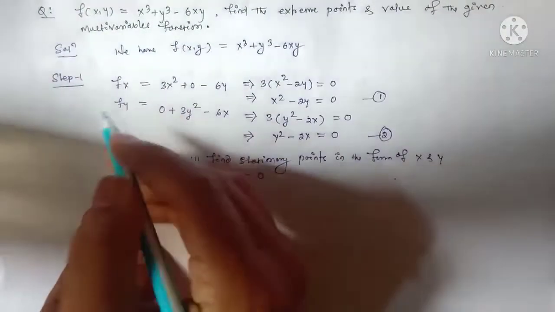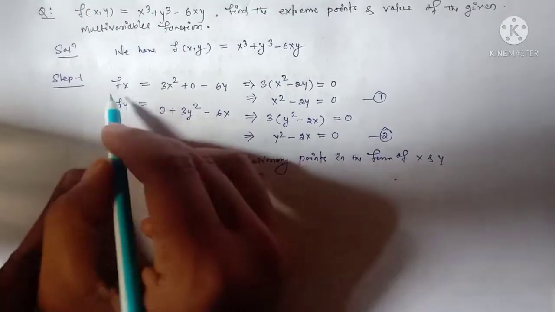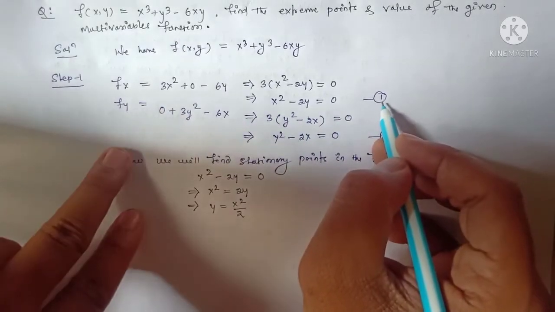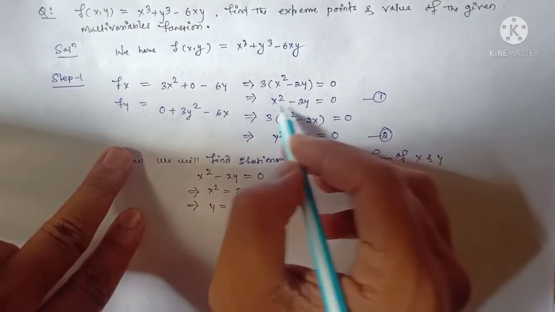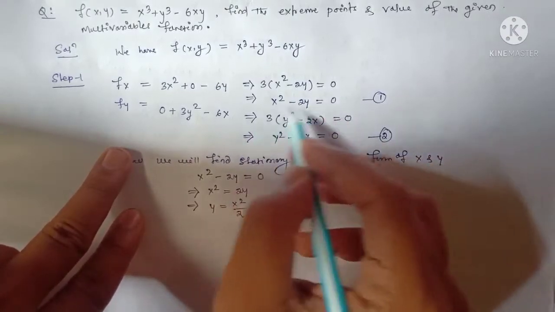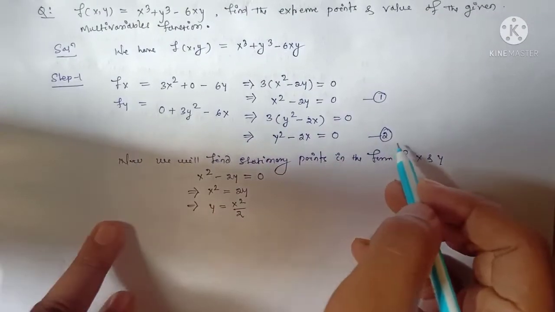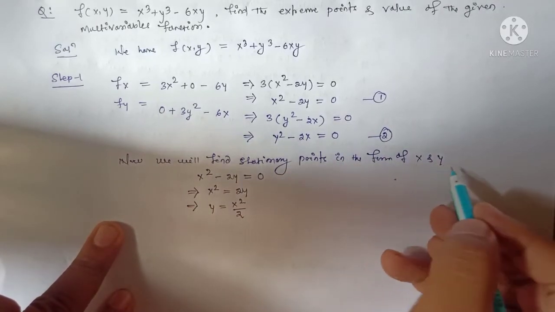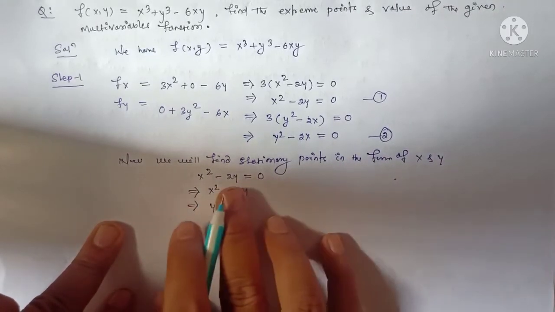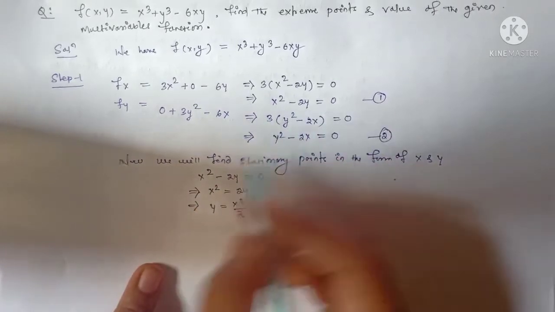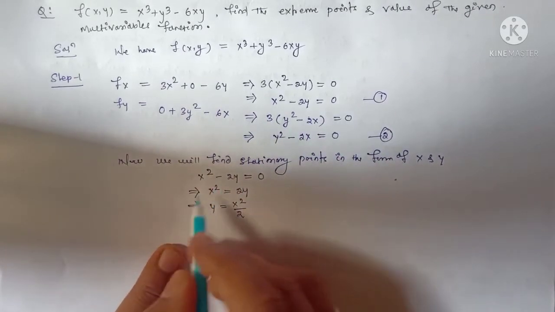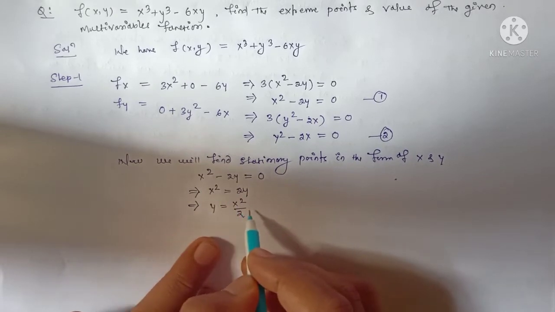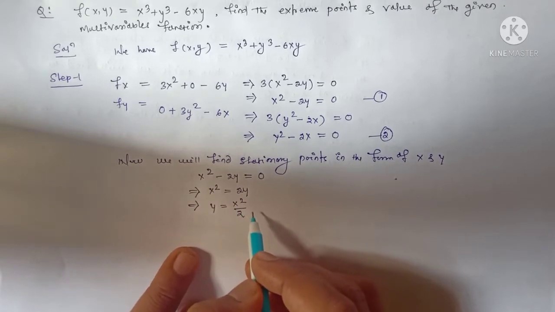So here I have done the partial differentiation with respect to x and y, and here I have got equations 1 and 2, right? So now we will find the stationary point in the form of x and y. Taking the first equation, x square minus 2y equals to 0, so that means x square equals to 2y and y is equal to x square by 2.